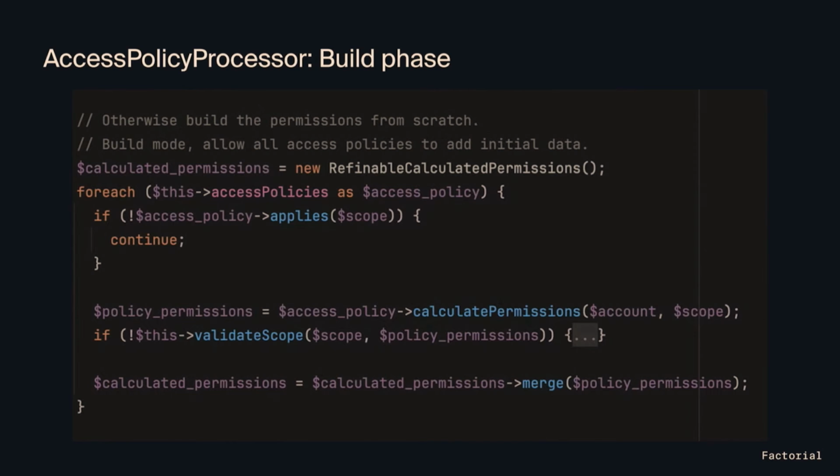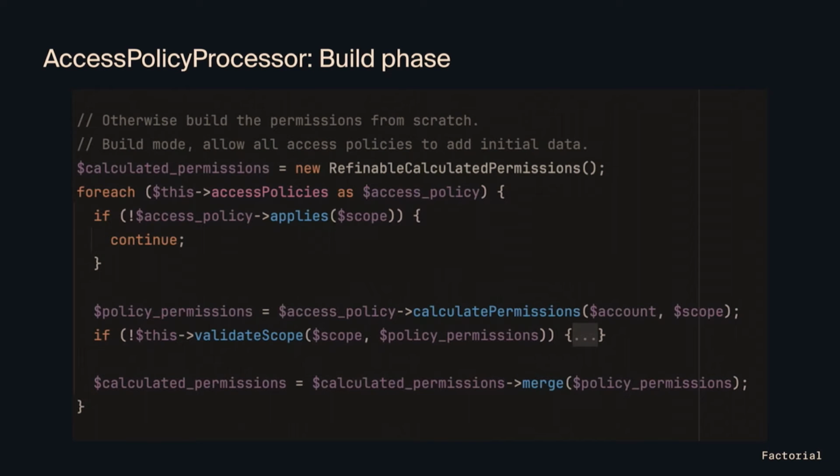So let's have a quick look at the build phase. You'll see in the build phase that we have a property called access policies. They're tagged services, they get collected. So we loop over all of them and we ask each policy, do you apply for a given scope? I told you not to worry about scopes and you still don't need to. This is internal to the access policy processor. You'll see in a second that you won't have to worry about that.